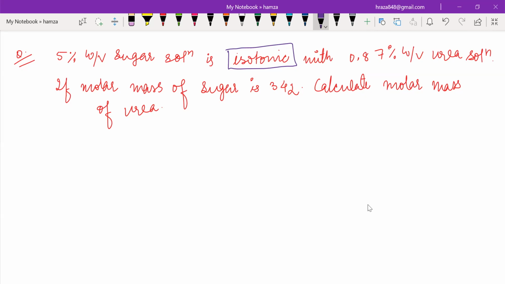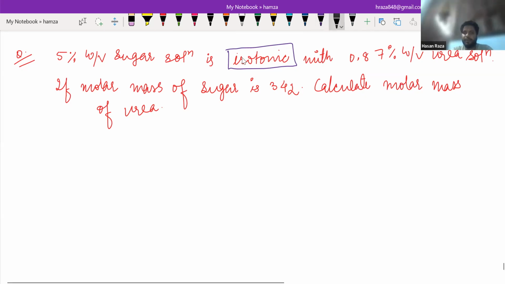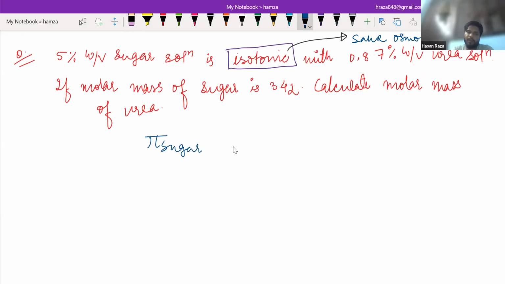I cannot solve this. Okay, no problem. That's why I was giving you hints. Isotonic means equal osmotic pressure or same osmotic pressure. Now that means the osmotic pressure of sugar will be equal to the osmotic pressure of urea. Are you getting my point?